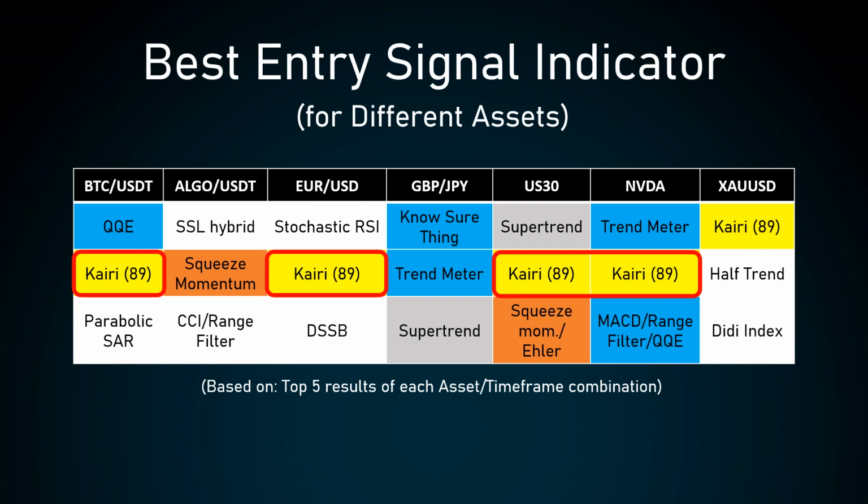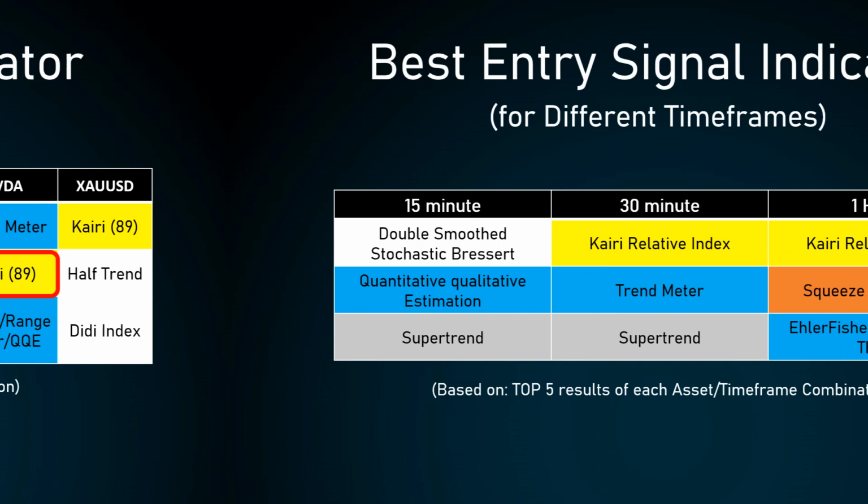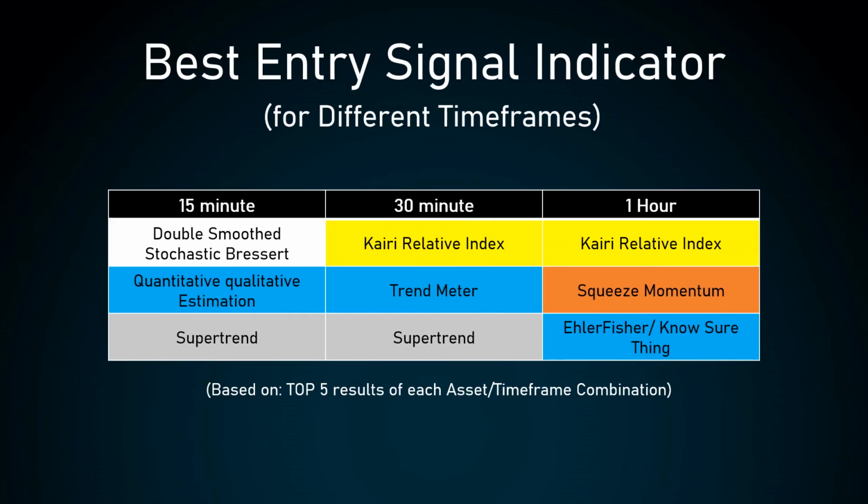This shows that although the Kyrie is not always the best performing one, it is still the most reliable, as this indicator appears the most on this table. Now let's see the best entry signal indicators on different time frames. Here I use the same ranking system as before.